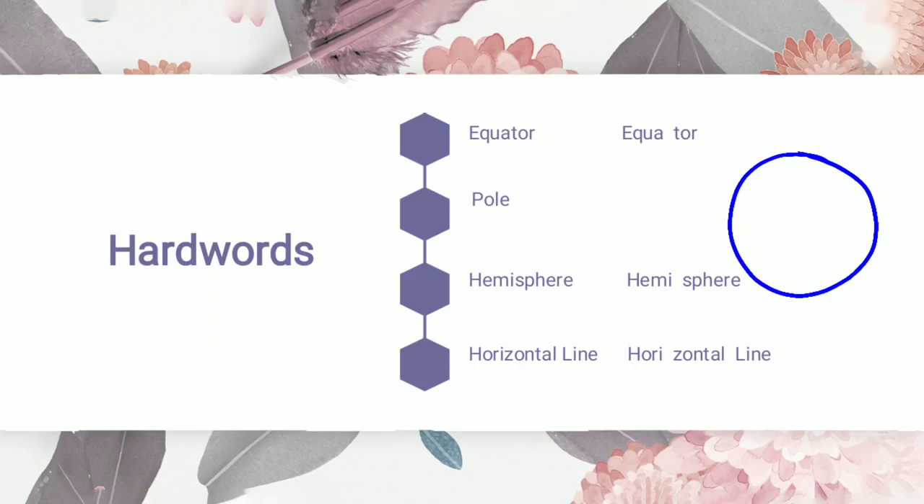Next is horizontal line. A straight line like this is called a horizontal line. Horizontal lines.